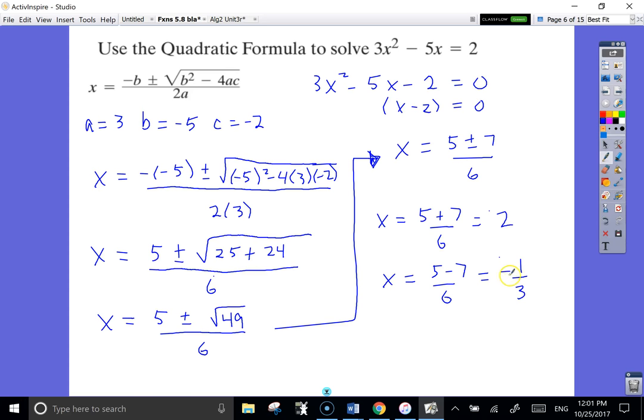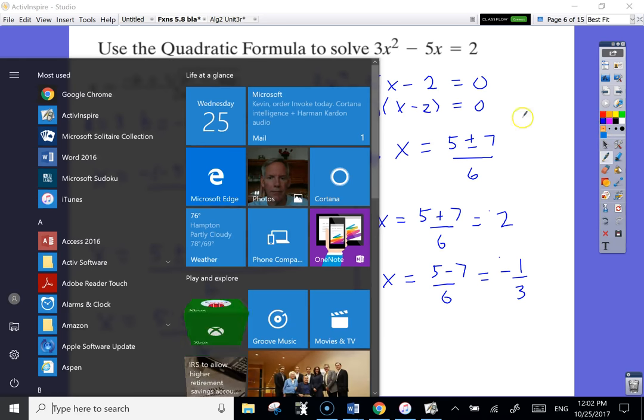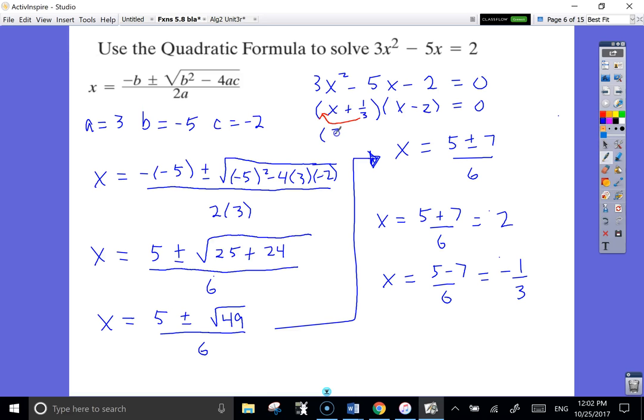Okay, well, if I tried to do the same thing with the minus 1/3, what I would end up with is x minus negative 1/3, which is x plus 1/3. Now, if I FOILed that, would I get 3x squared minus 5x? No, I wouldn't get that. But if you remember the slide and divide thing, if I just take that 3 and slide it right there, then I would have 3x plus 1 times x minus 2. And that would be the right factoring.